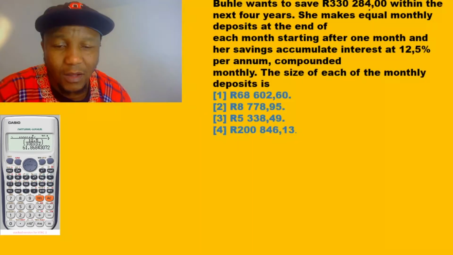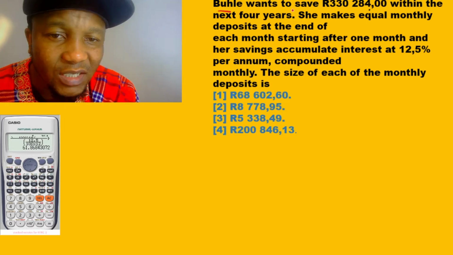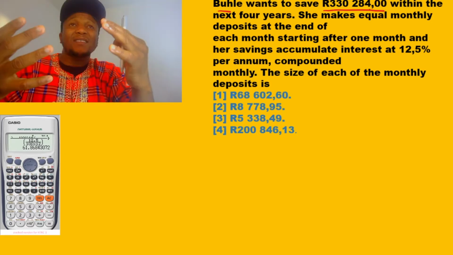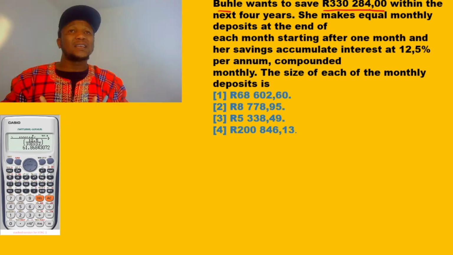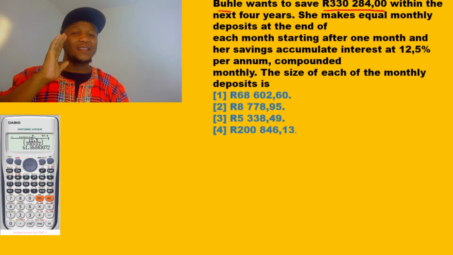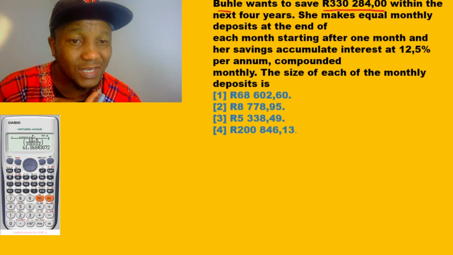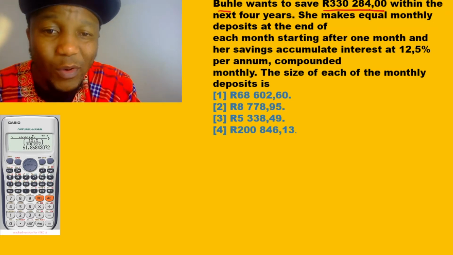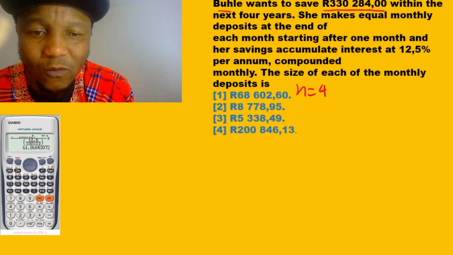So now let's go. They say Buhle wants to save this amount of money. Does she have the money yet, or not? She doesn't have it. She wants to save. So if they say she wants to save, it means she doesn't have the money yet, but she's going to have it. That is the amount she's going to have, or we can say the future value, within the next 4 years. So what is the time? Time is 4 years, which we represent by n equal to 4.